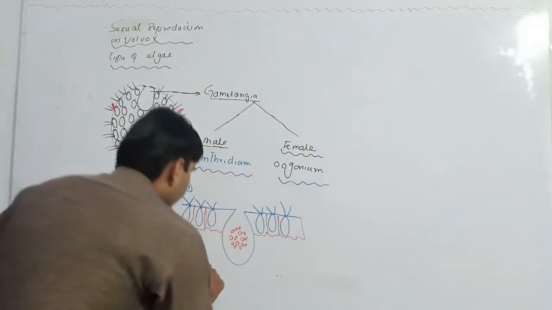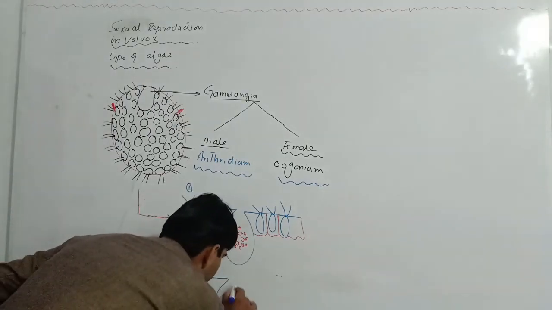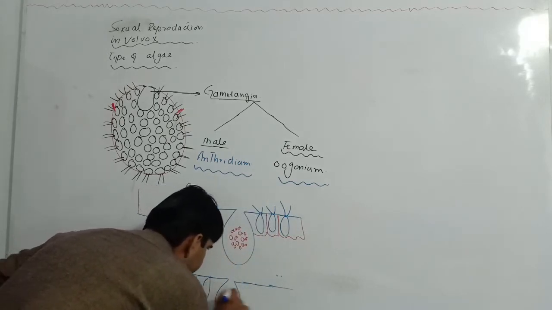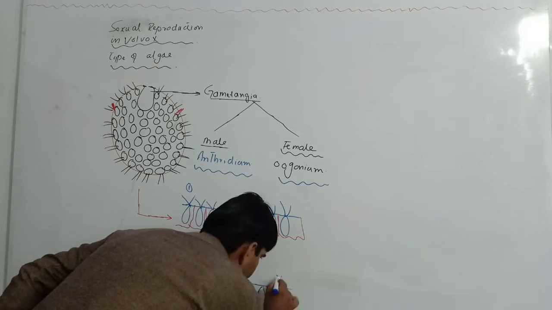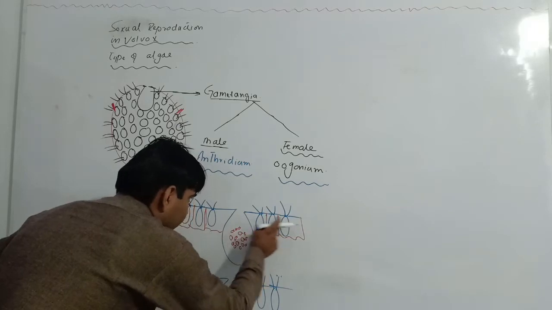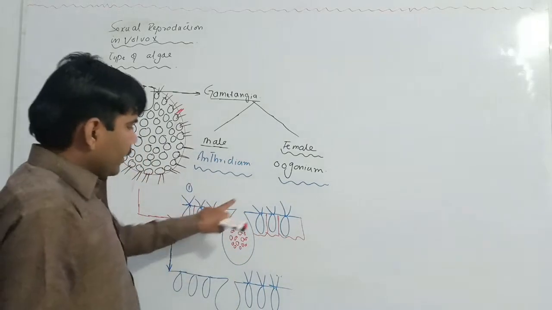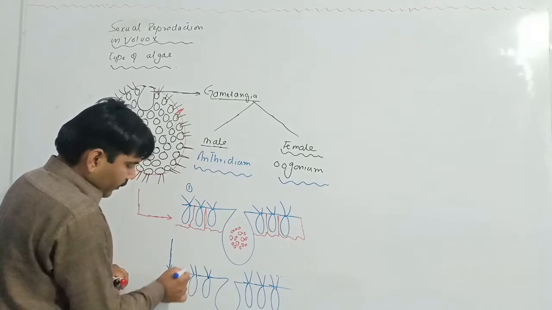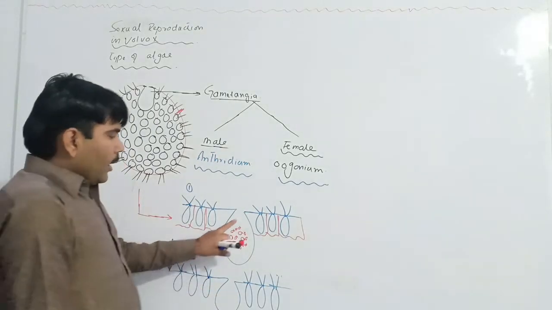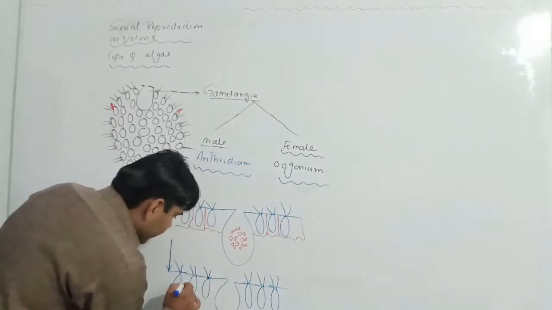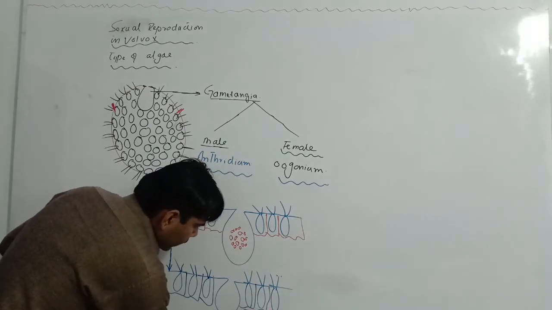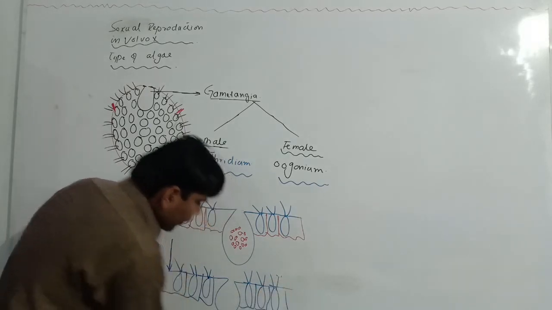Same structure I will draw here. These are antheridial cells, like this one. These are vegetative cells like this, and this is the reproductive cell. After the increase in pyrenoids, these cells try to divide.